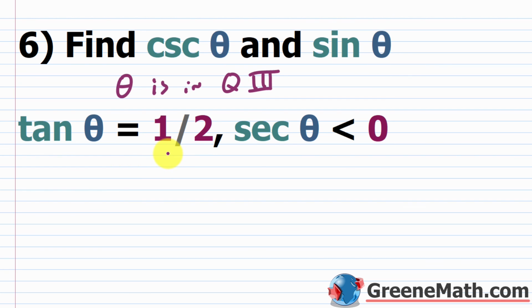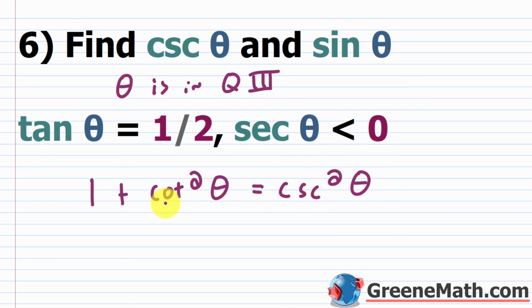What I'm going to use is the identity that says that 1 plus your cotangent squared theta is equal to your cosecant squared theta. We don't have cotangent, but tangent and cotangent are reciprocals. So what you can basically say here is that the cotangent is equal to 2 over 1 or just 2. And if I wanted to square that, I would get 4. So just plug in a 4 here. And then 1 plus 4 is 5.